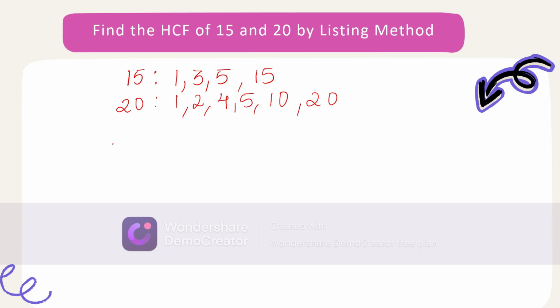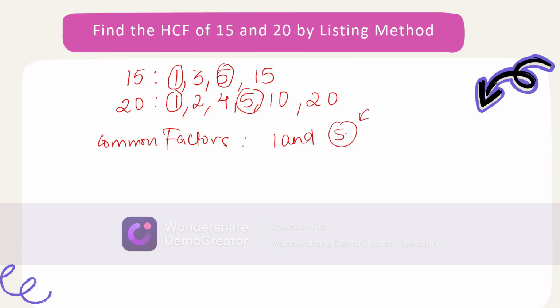Now let's identify the common factors of 15 and 20. Let's circle them. 1 is a common factor, then 5 is a common factor. That's it. So I'll write down the common factors, 1 and 5. The name itself says highest common factor. Between 1 and 5, 5 is the highest factor. So 5 is the HCF of 15 and 20.